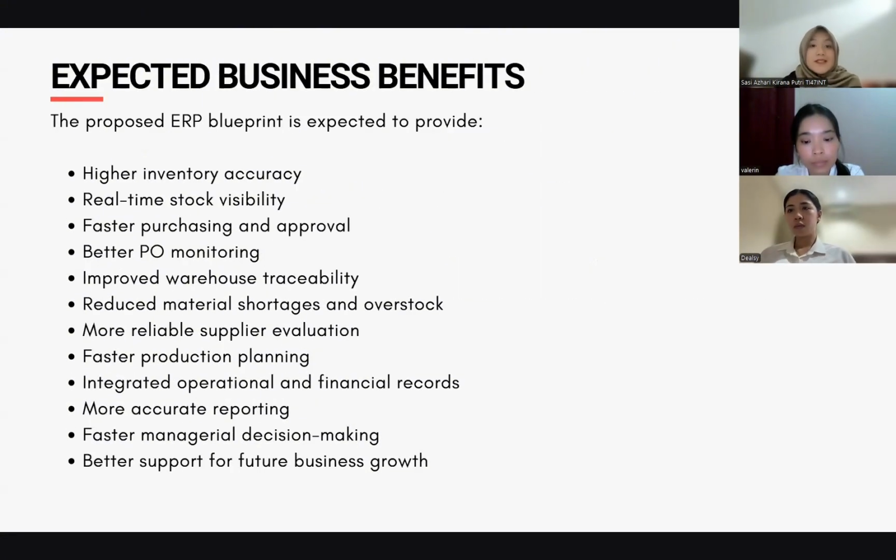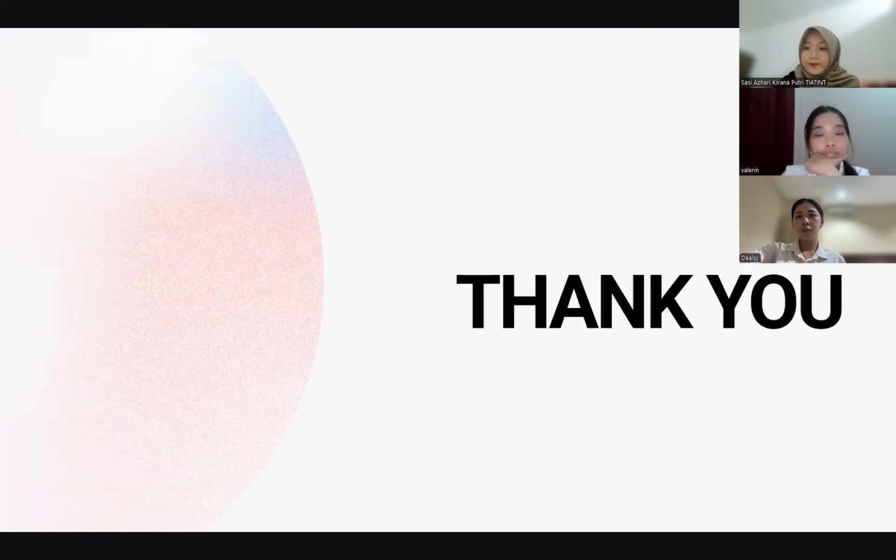So this is the expected business benefit. The ERP blueprint is expected to improve inventory accuracy and provide real-time stock visibility across warehouses. This system will also support faster purchasing and approval processes, better purchase order monitoring, and improved warehouse traceability. In addition, the company can reduce material shortages and overstock conditions, improve supplier evaluation, accelerate production planning, and integrate operational and financial records. With more accurate reporting and faster managerial decision making, the ERP system is expected to support the company's future business growth and operational efficiency.